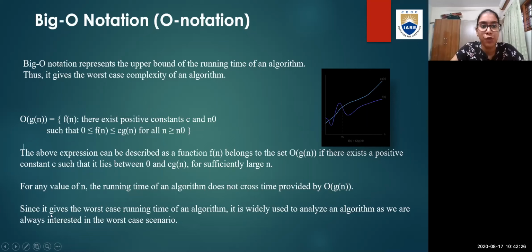Now, for any value of n, the running time of an algorithm does not cross the time provided by big O of g of n. Why? Because it will give you the worst case complexity. So, it will not exceed the time provided by big O of g of n.